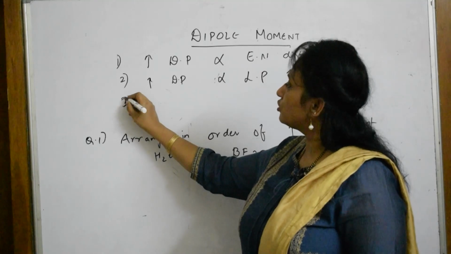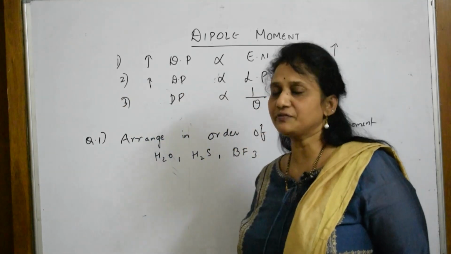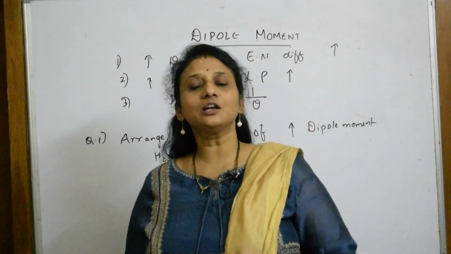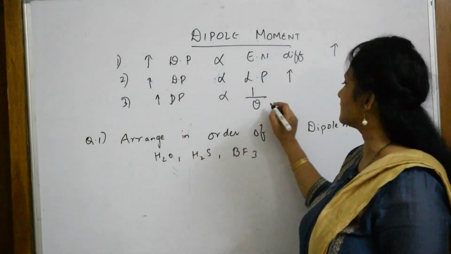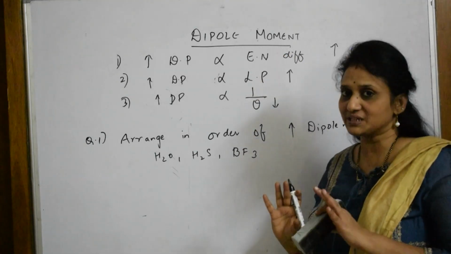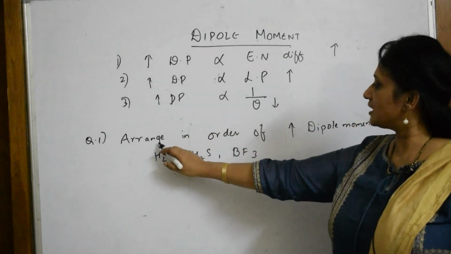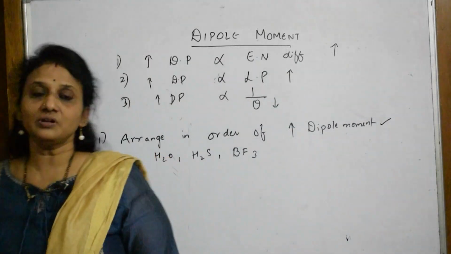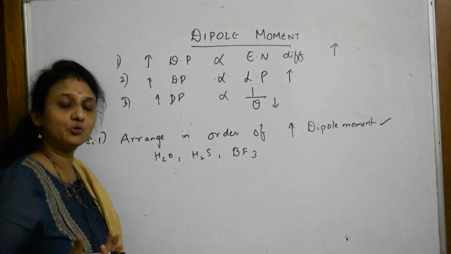Done. One more concept is that dipole moment is inversely related to theta. When you have a substitution at the ortho position, para position, meta position, the angle there is inversely related to dipole moment. If this increases, this decreases. Done. Right. So based on this basic trick, let us apply it in the question and see. Here they have given me: arrange in order of increasing dipole moment. Done. So the important first thing: the least one should come first and the one with maximum dipole moment should come last.